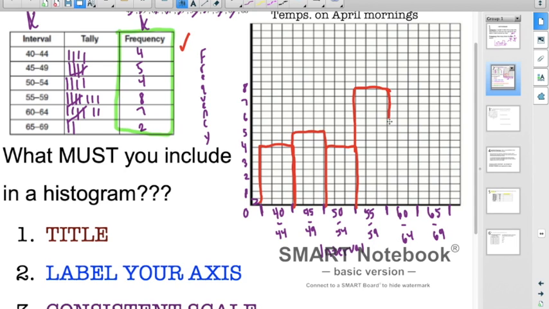Again, guys, I know you don't have a graph like mine. It's not going to look anywhere near as neat as this, but just try your best. We're working with what we got. 7 is here. And then this one only had 2.